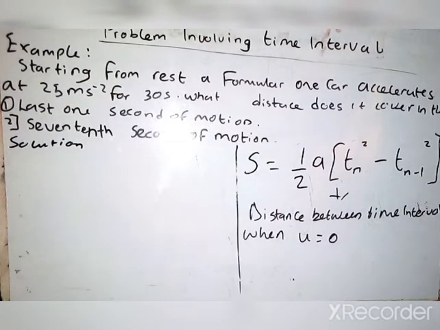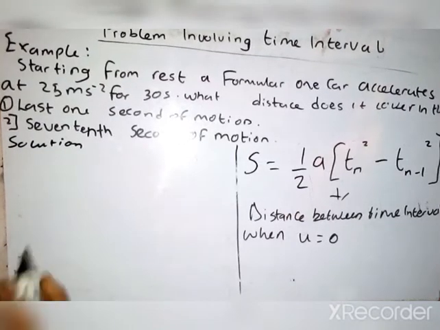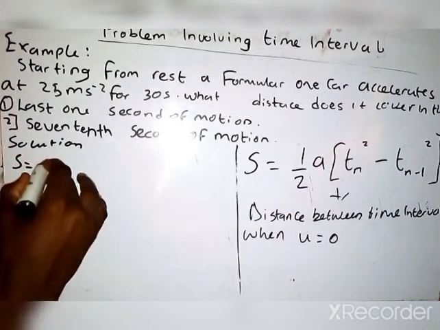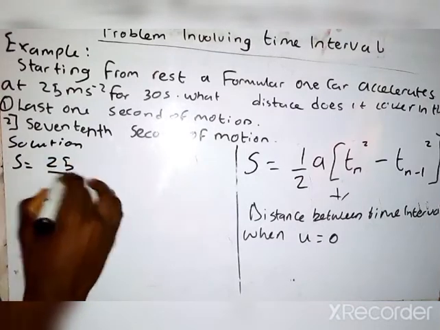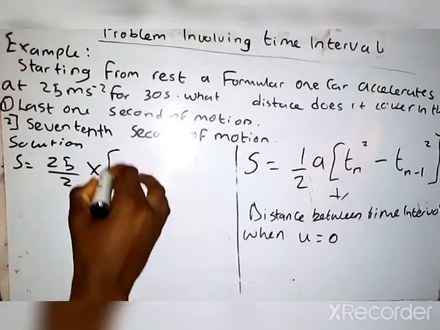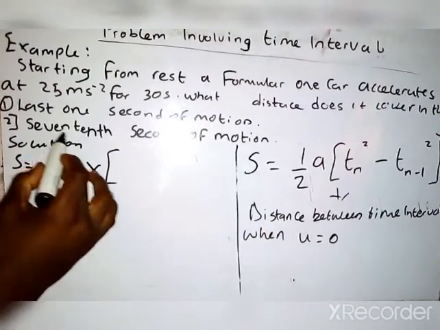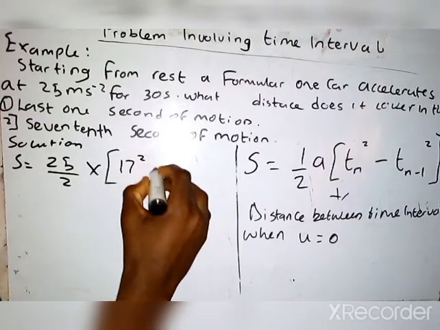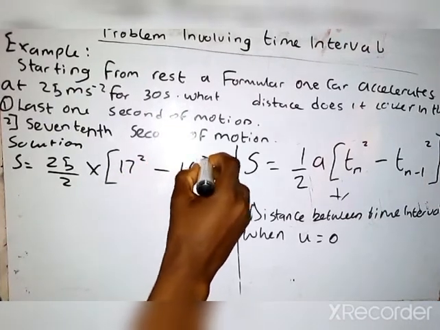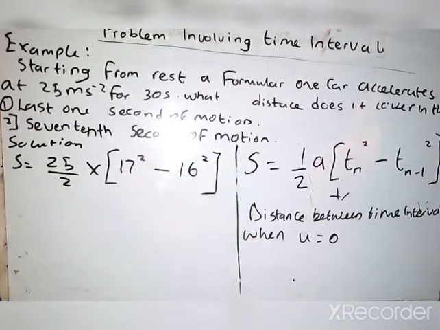So using this formula to solve this second question, 17 seconds, our s will now be equal to 1 over, our a is 25 over 2, multiplied by, when it is in 17, that's t17, 17 square minus 16 square. So these are to solve it.